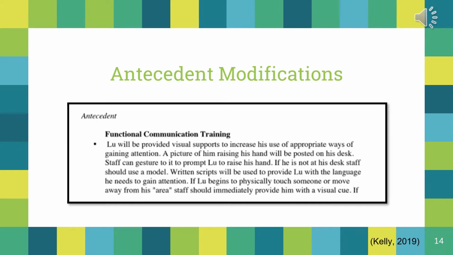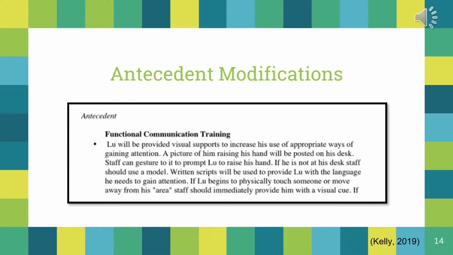The first antecedent modification that was listed was the use of functional communication training. It states that Lou will be provided with visual supports to increase his use of appropriate ways of gaining attention. A picture of him raising his hand will be posted on his desk. Staff can gesture to it to prompt Lou to raise his hand. If he is not at his desk, staff should use a model. Written scripts will also be provided to Lou with the language he needs to gain attention.